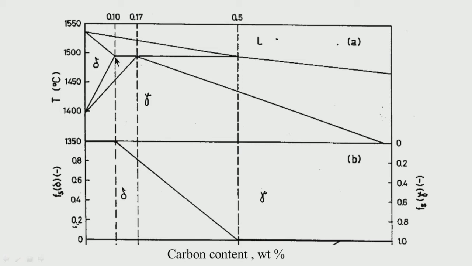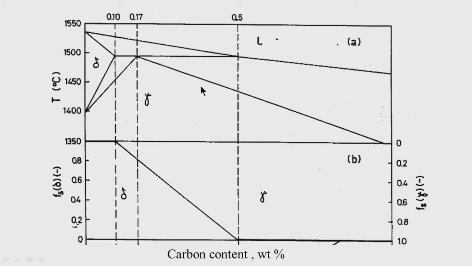And if the carbon concentration is more than 0.1, then what is happening? Initial solidification is through delta only. So, we are coming down here. That means above the peritectic temperature, say 1500, we have only delta, and when we reach the peritectic temperature, delta plus liquid generates gamma through the peritectic reaction. Delta plus liquid gives gamma. This is the peritectic reaction.